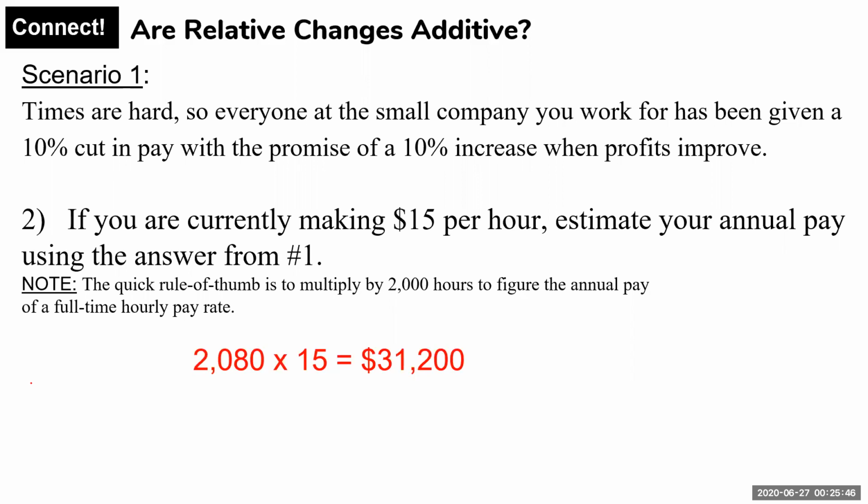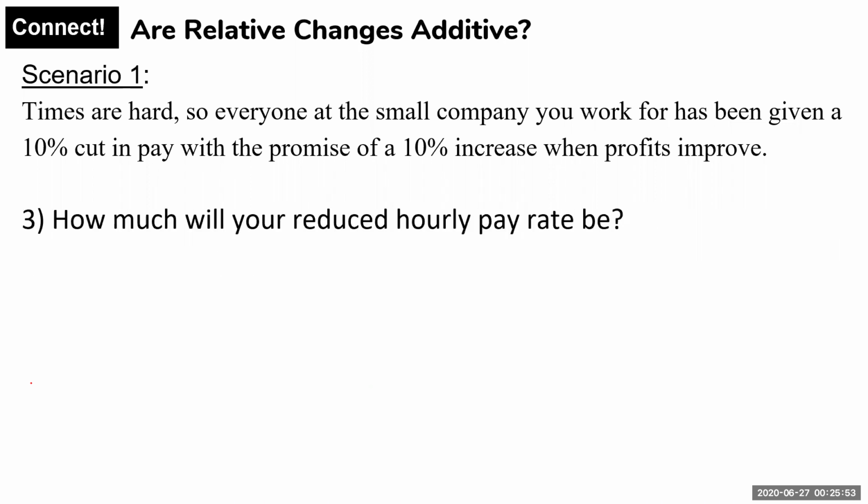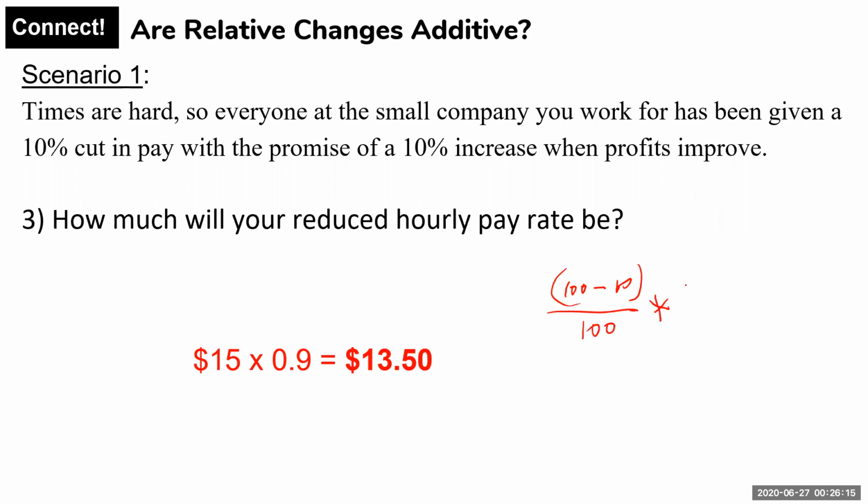Is that okay? Nice. So this is the rule of thumb to figure out how much annual your work. Now, how much will your reduced hourly pay rate be? So we're going to reduce your hourly pay rate by 10%. So we are reducing it. So we have to do 100 minus 10 over 100, and then we multiply by $15.